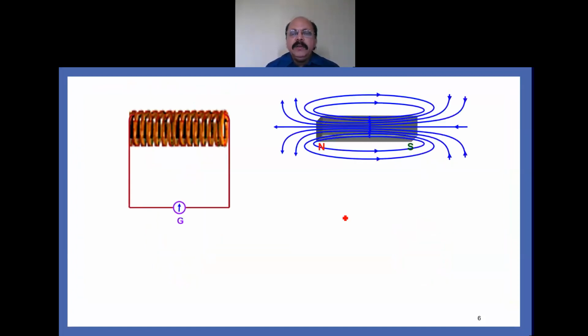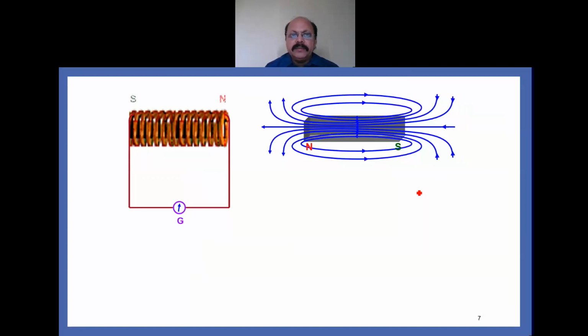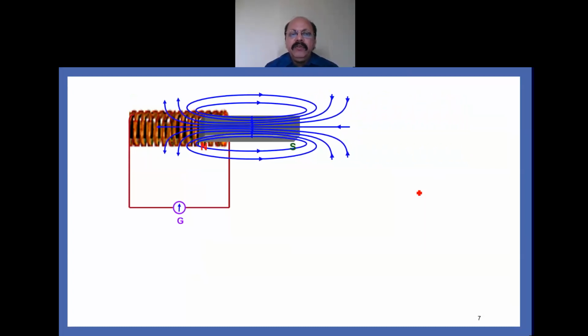Similarly, here is another animation. This is a coil which is connected with a galvanometer. This is a bar magnet with its north and south poles, and magnetic field lines are drawn over here. These magnetic field lines cross the area of the coil as the magnet moves towards the coil. You can see here. As a result, an EMF is induced, then a current is also developed, which is measured and observed by the deflection in the galvanometer.